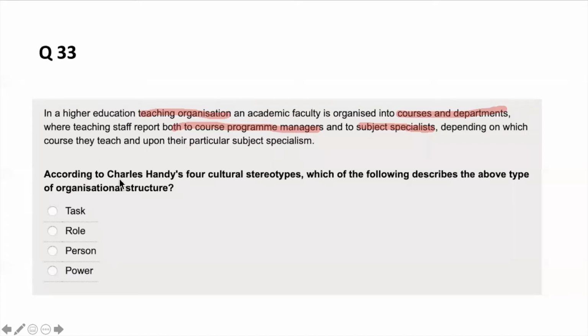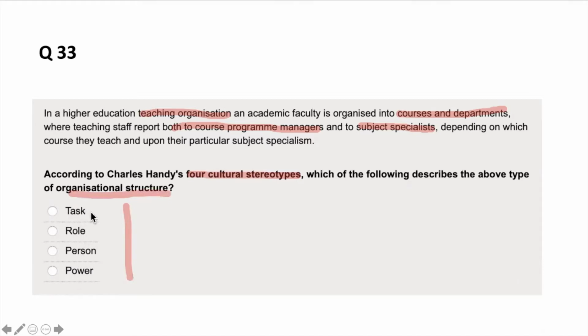So according to Charles Handy's four cultural stereotypes, which are task, role, person, and power, as we can see here in our list, which of the following describes the above type of organizational structure? So task, role, person, and power. Now let's take them one by one.